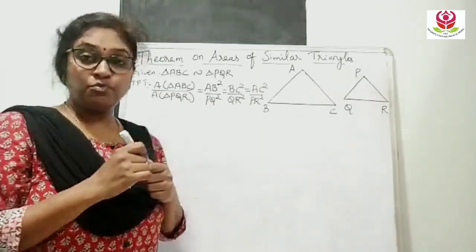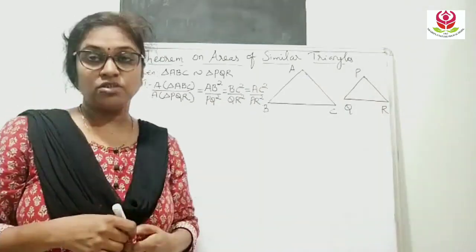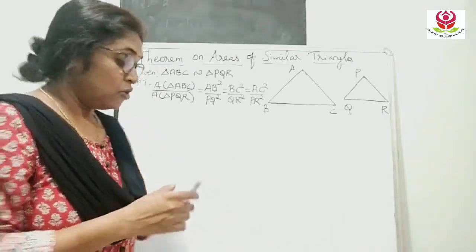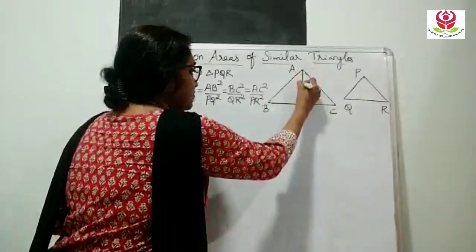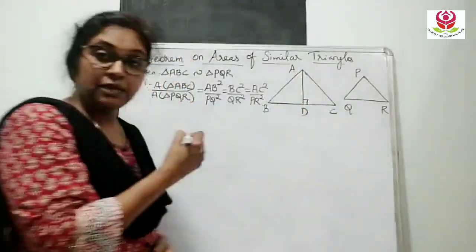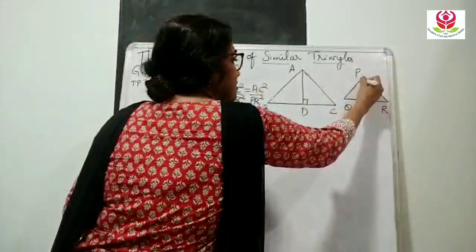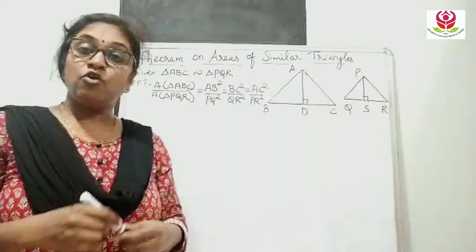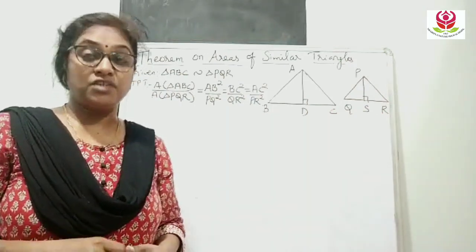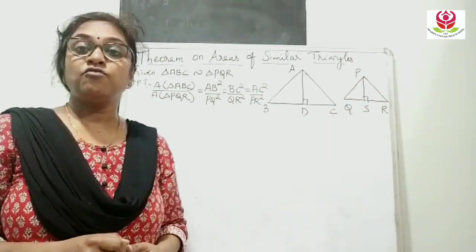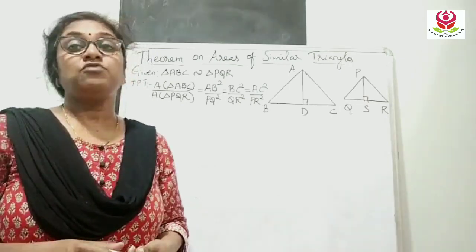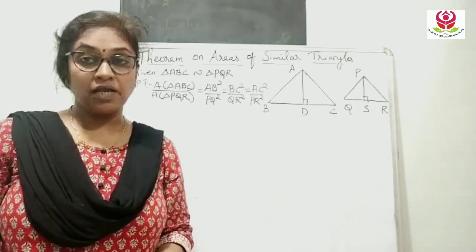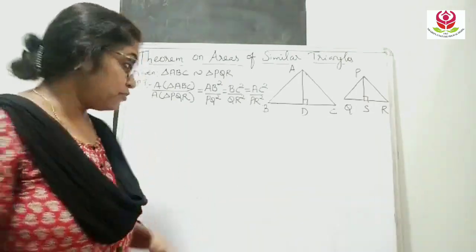Now to start with the proof, we need to do some construction in the figure, and the construction is to draw the height of both the triangles. So let us assume AD as the height of triangle ABC and PS as the height of triangle PQR. We have already learnt in this chapter that the ratio of areas of any two triangles is equal to the ratio of the products of the base and its corresponding height. So now we will be using that property.